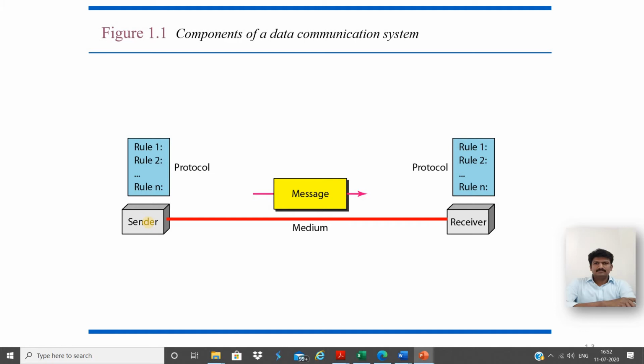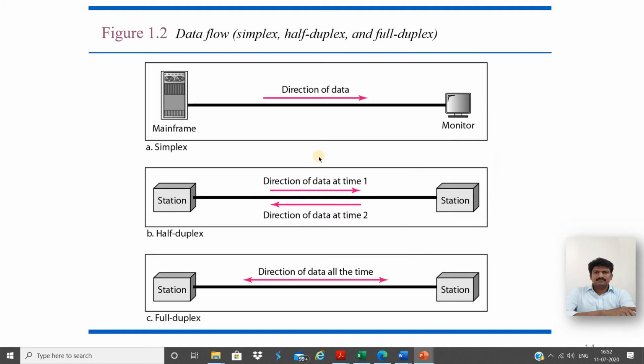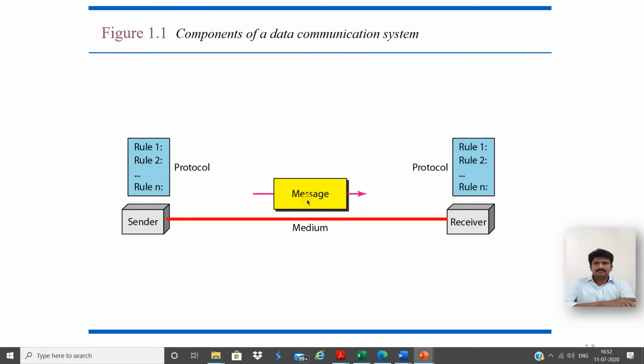The basic components in a computer network are a message, a sender and receiver, and a protocol. These are the basic fundamental components of a data communication system. Message, what does message mean? This one is a message. It is the data or information which needs to be transferred from one device to another device over a computer network.